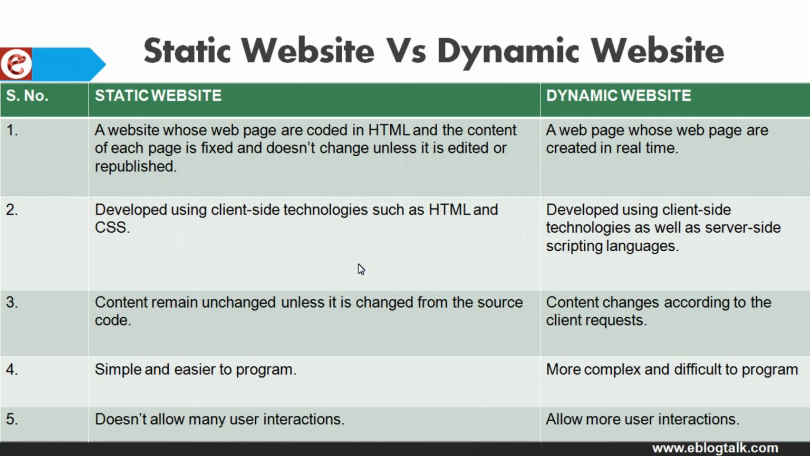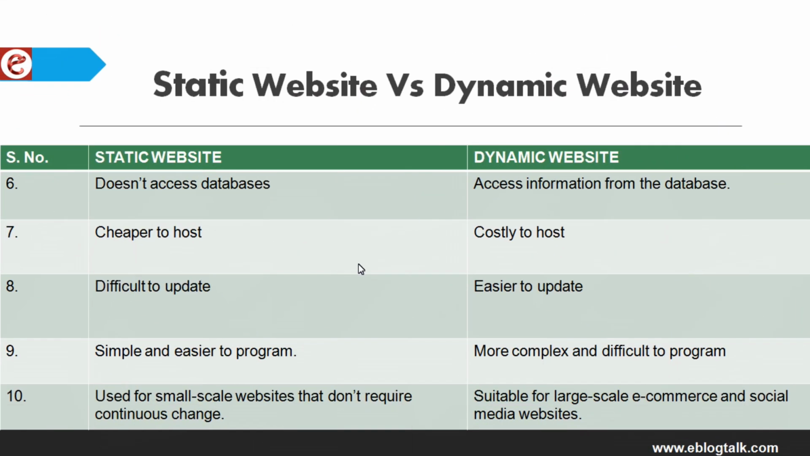And the fourth difference is that a static website is simple and easier to program, whereas a dynamic website is more complex and difficult to program. A static website does not allow many user interactions, but a dynamic website allows more user interactions. Now the sixth difference is that a static website does not access a database, but a dynamic website accesses information from the database. A static website is cheaper to host, but a dynamic website is costly to host.